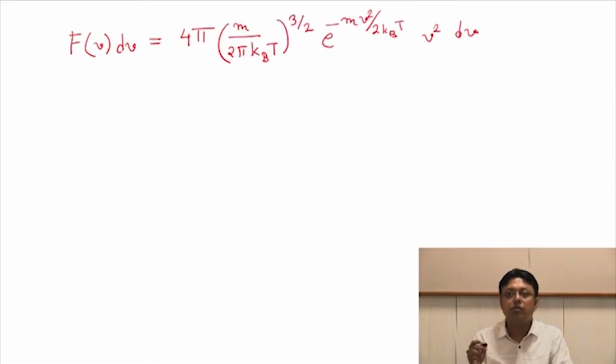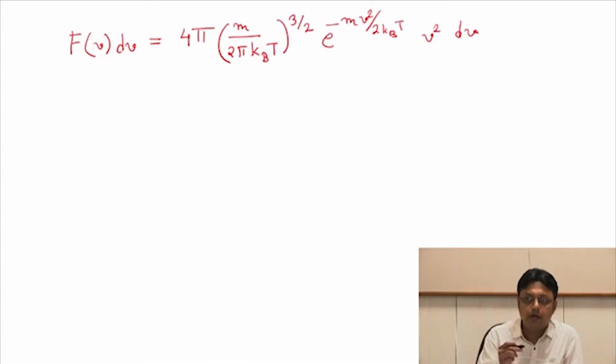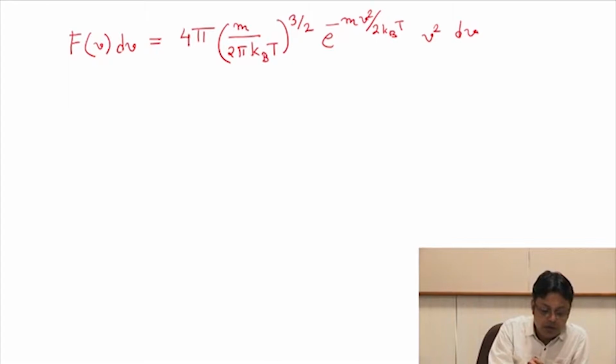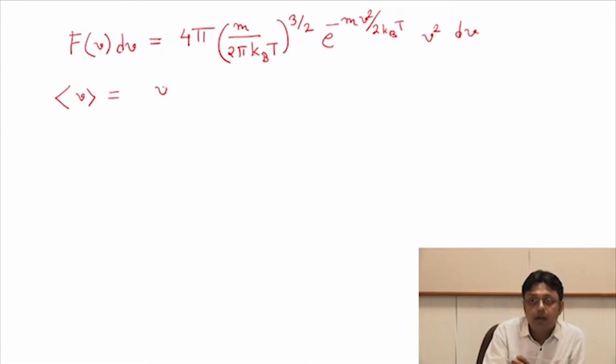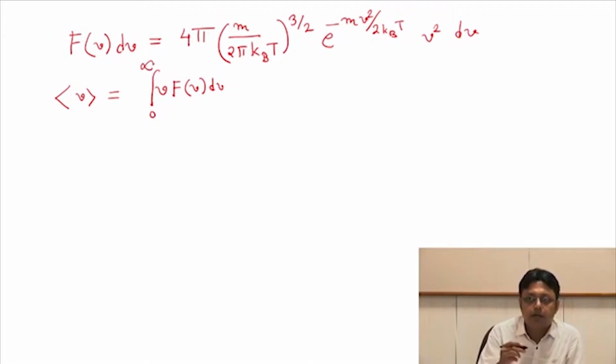Now suppose we want to calculate the average value of the speed. So we want to calculate this average value. Any average quantity which is a function of velocity, you have to multiply with the probability distribution and integrate over all possible velocities or speeds.